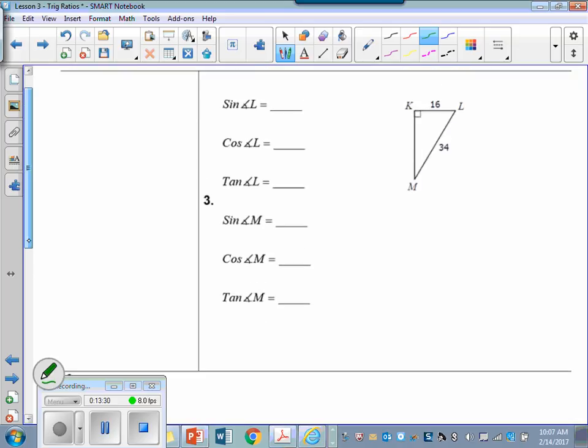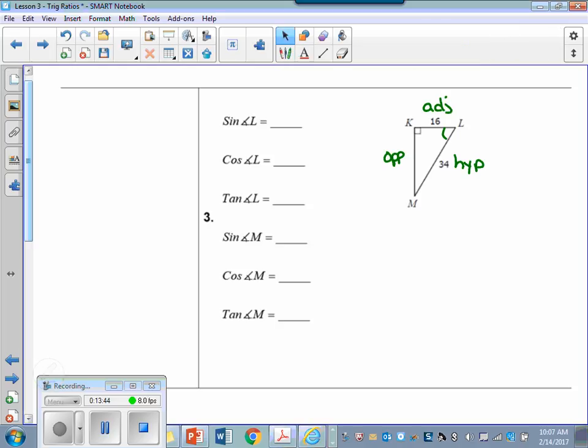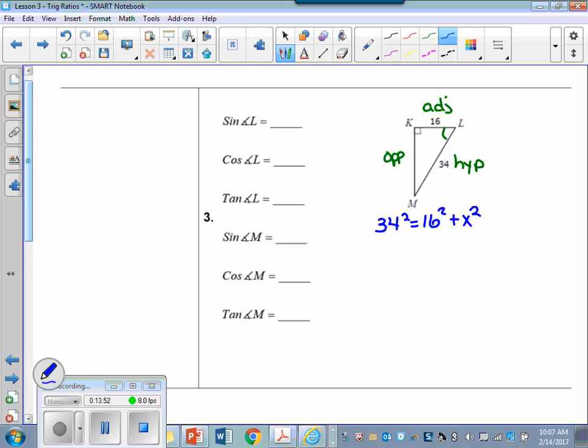All right, third and final. We're asked for angle L. So here's my opposite, my hypotenuse, and my adjacent. And I'm missing the opposite on here. Goodness. 34 squared equals 16 squared plus x squared. So 34 squared minus 16 squared, x squared equals 900, which is 30.